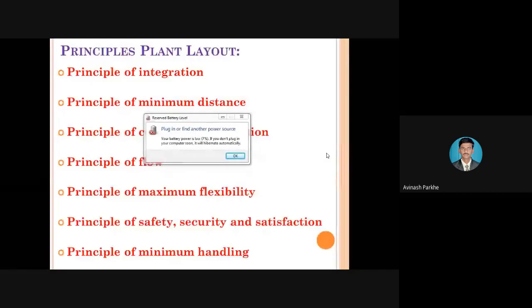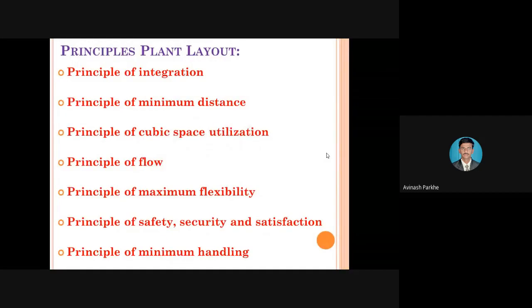But in some big scale industries, the maximum space is available. So in that case, the proper utilization of the space should take place in the three dimensions. Therefore, the third principle is called cubic space utilization. Also in some industries, separate locations are made. The production department is separate, the inspection department is separate, the design department is separate, and the store department is separate, if a large amount of space is available. Therefore, the third principle is the principle of cubic space utilization. That means we have to utilize the space of the industry in all respects or in all directions.